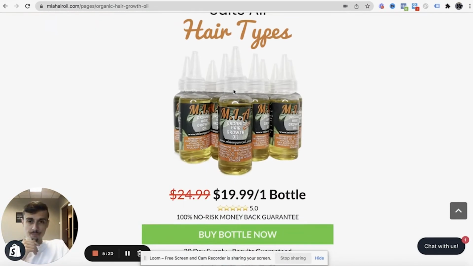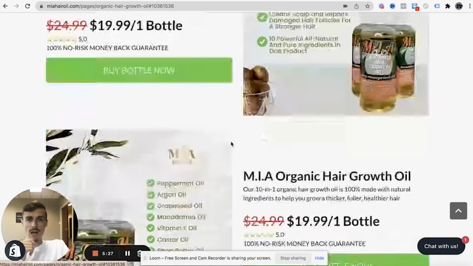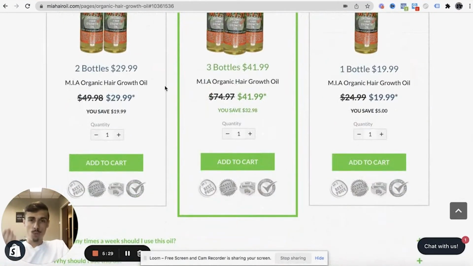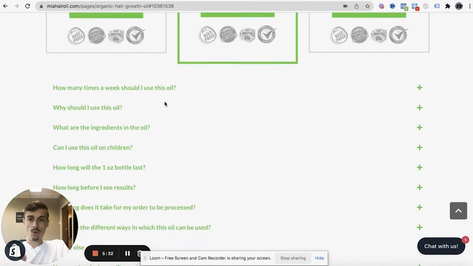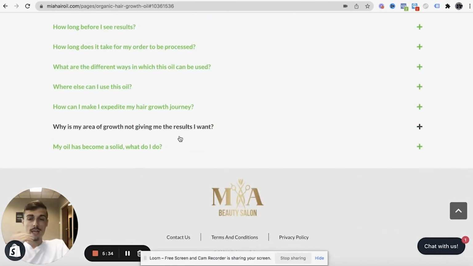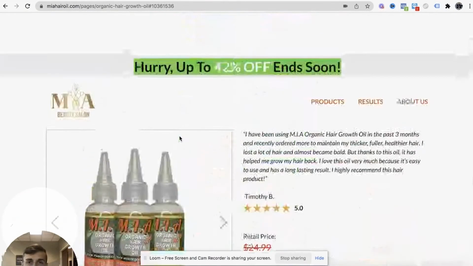And then also, what do we have here? We have a picture of like 7 or 8 of them, framing people to buy more than one. And as long as they hit this buy bottle now, it's going to send them down to where they're going to be pushed at a 3, and then the 2, and then the 1, and then we have the FAQs here. Okay, that's the first part of how we increase the average order value.